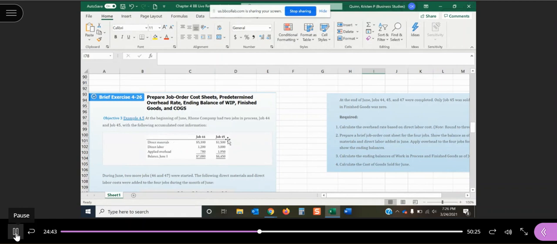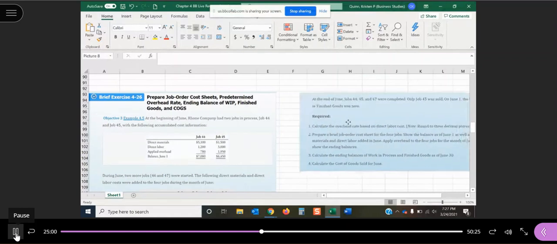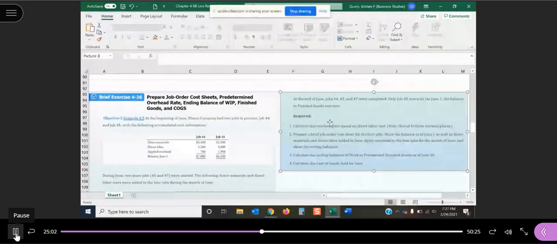So this is what they did in the month of May. They had direct materials that were added to their jobs in May. They had direct labor costs that were incurred, and they had applied overhead associated with each one of those jobs. So what their ending balance in May was becomes their beginning balance for June. And we're going to put together what's called job order cost sheets.